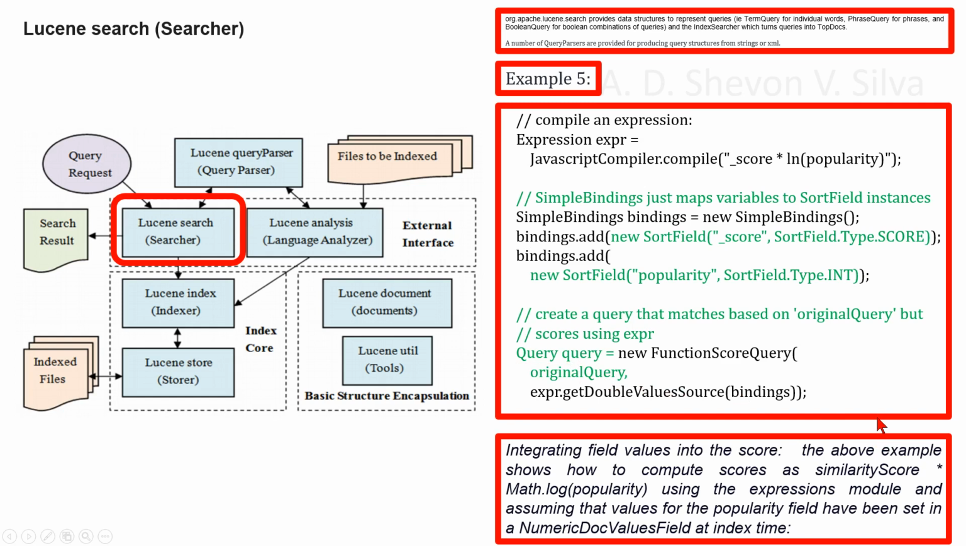The less efficient yet more flexible way of modifying scores is to index scoring features into doc value fields and then combine them with the similarity score using function score query from the queries module. For instance, this example shows how to compute scores as similarity score multiplied by math.log popularity using expressions module, assuming that values for the popularity field have been set to a numeric doc values field at index time.